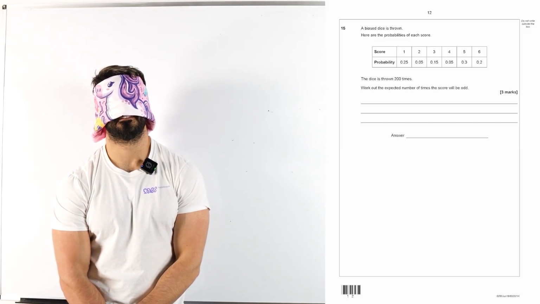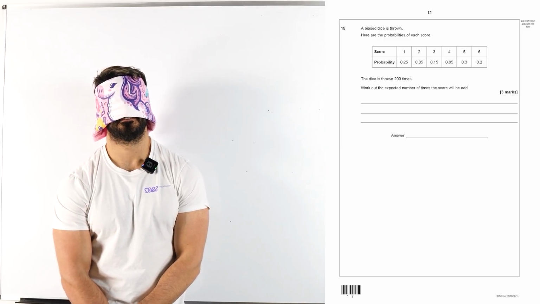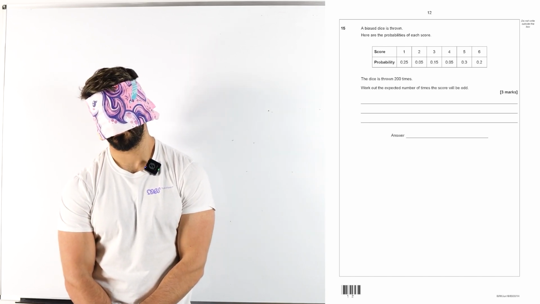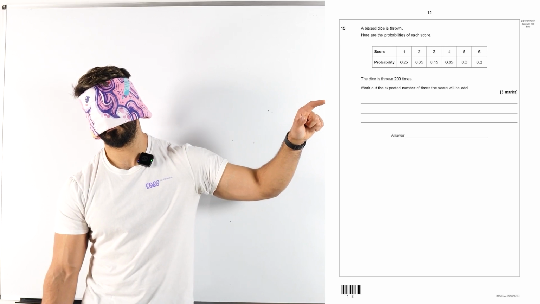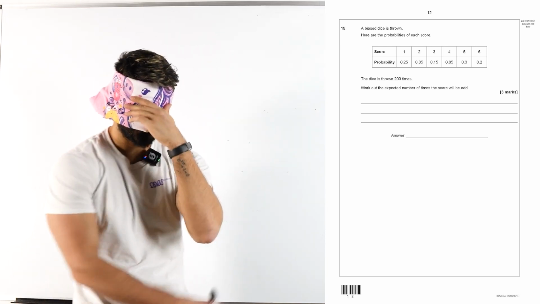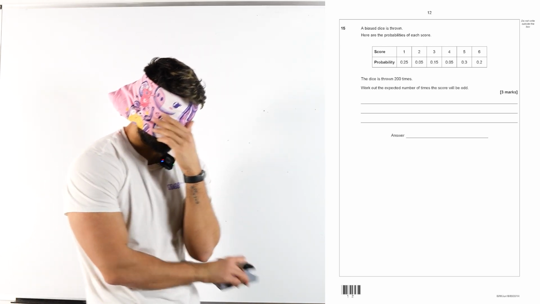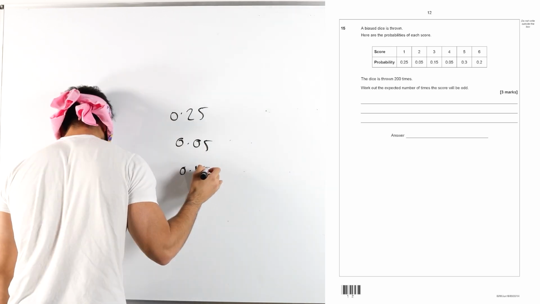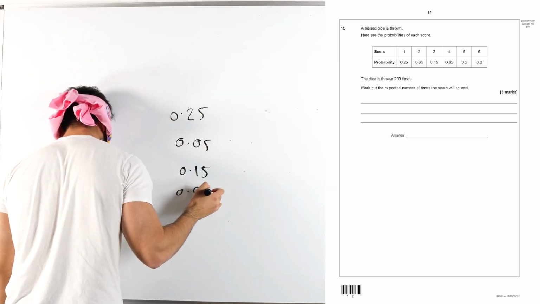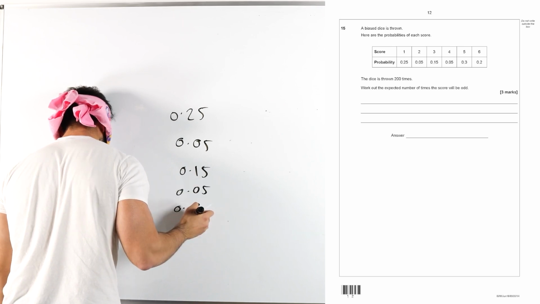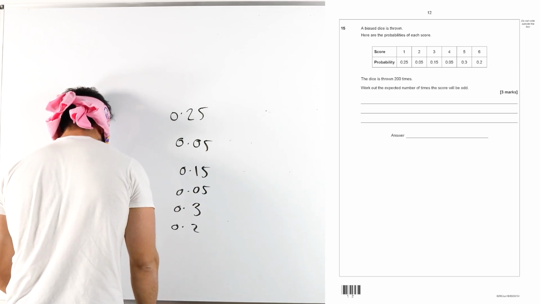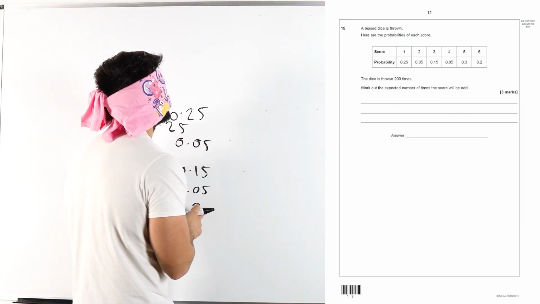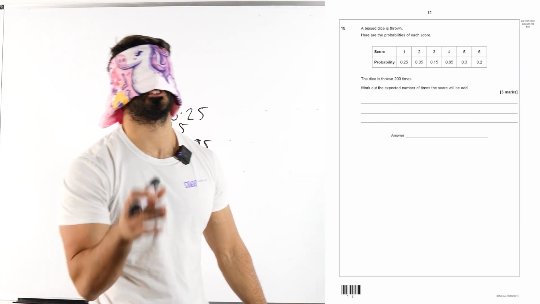Here are the probabilities of each score. There are 2 rows: scores 1 to 6 as the first row, and the probabilities underneath. The probability of a 1 is 0.25, a 2 is 0.05, a 3 is 0.15, a 4 is 0.05, a 5 is 0.3, and a 6 is 0.2. The dice is thrown 200 times. Work out the expected number of times the score will be odd. So we're doing 0.7 times 200, which is 140.